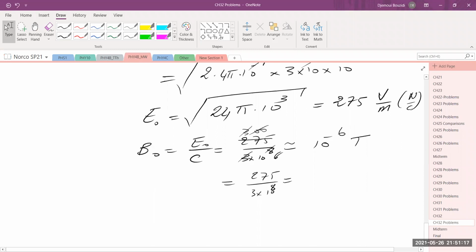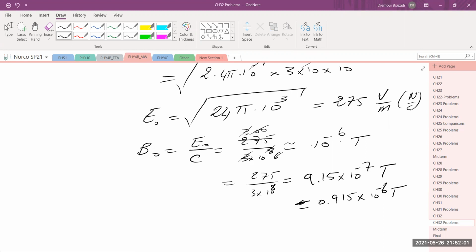As a matter of fact, let's use the actual number divided by, open parentheses, 3 times 10 to the power 8, close the parentheses. According to this, it's 9.15 times 10 to the negative 7 Tesla. These two numbers are very close to one another, because 9 times 10 to the negative 7 is roughly 0.9 times 10 to the negative 6. That's exactly my estimate earlier. So it's very close.